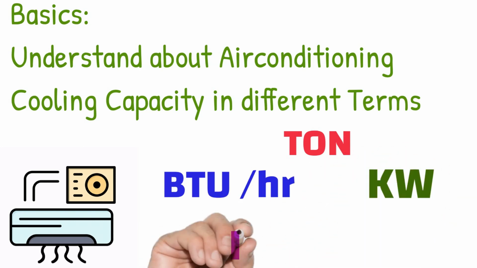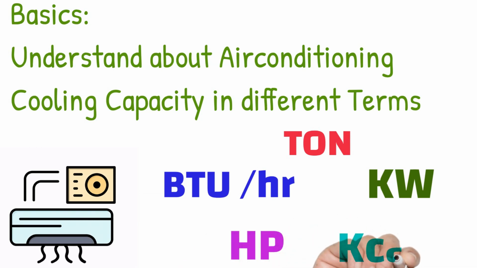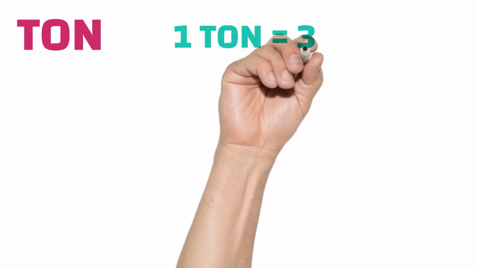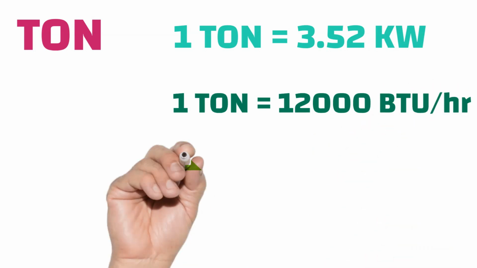First of all, we need to understand what is air conditioning cooling capacity. The cooling capacity of an air conditioner describes the measurement of a cooling system and its ability to remove heat from a space.